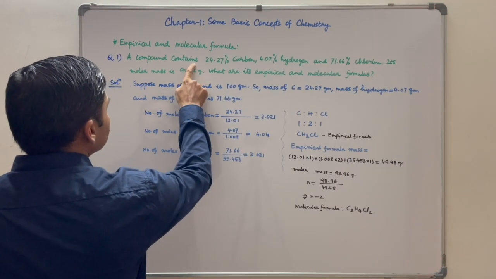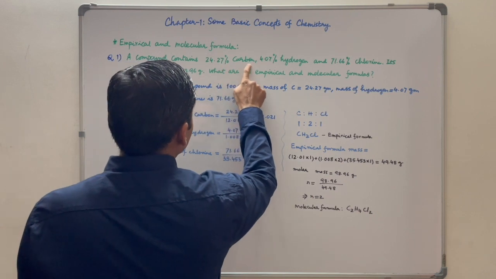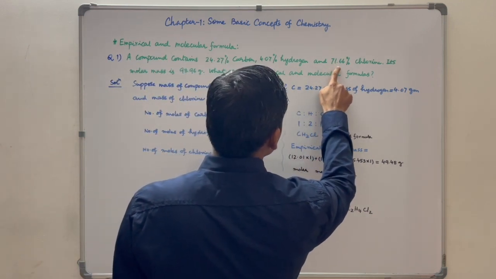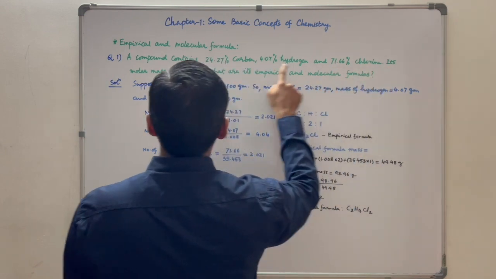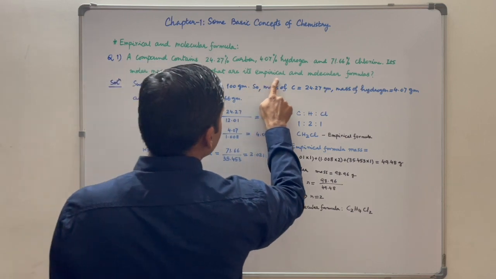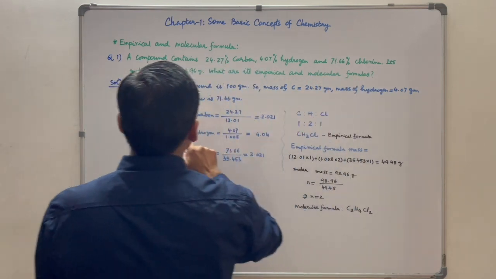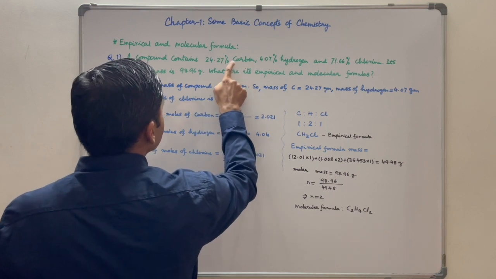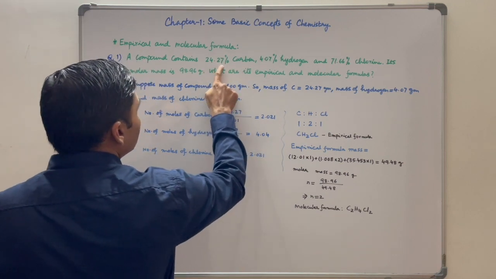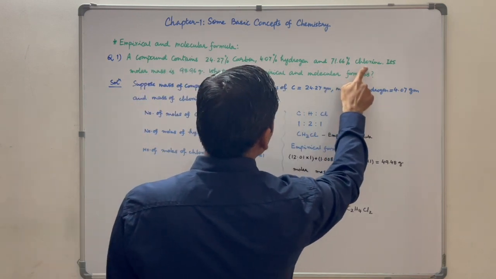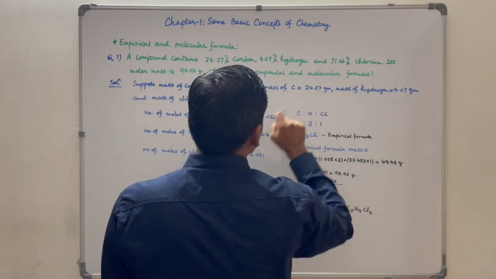A compound contains 24.27% carbon, 4.07% hydrogen and 71.66% chlorine. Its molar mass is 98.96 gram. What are its empirical and molecular formulas? Suppose mass of compound is 100 gram. So mass of carbon is 24.27 gram. Mass of hydrogen is 4.07 gram and mass of chlorine is 71.66 gram.